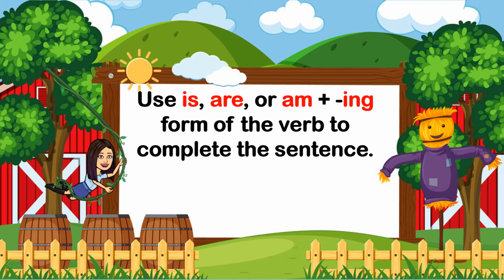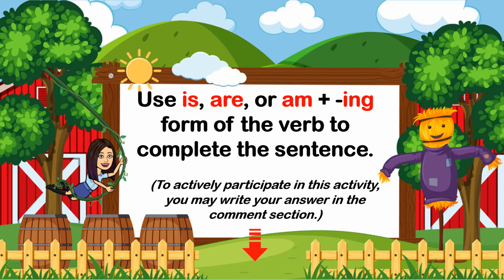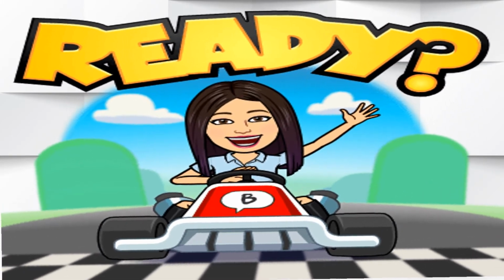Use is, are, or am plus ing form of the verb to complete the sentence. Take note, the given verb is written inside the box. To actively participate in this activity, you may write your answer in the comment section. Are you ready?